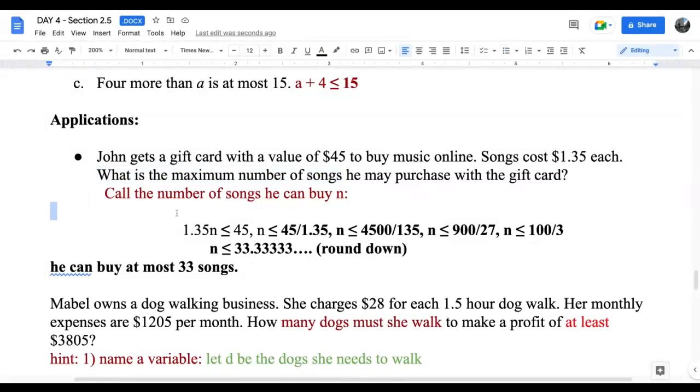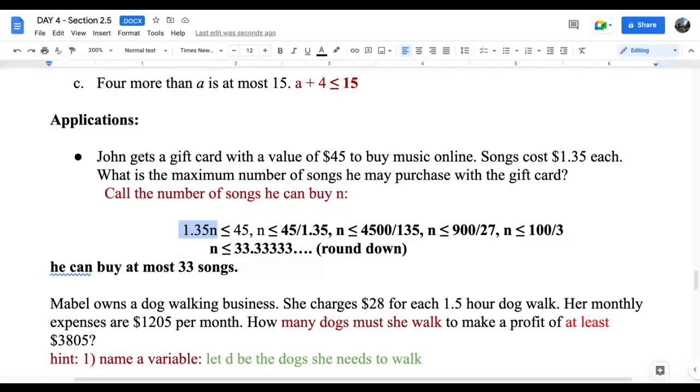Right? So let's make a variable first. Let's call the number of songs he could buy n. You can call it n, you can call it x, or you can call it any letter, that's fine, right? So let's see, assume he can buy at the most n songs, right? So how much will it cost him? Because each one costs $1.35. For n songs, that would be $1.35 multiplied by n, right? So this would be the cost of the songs he buys.